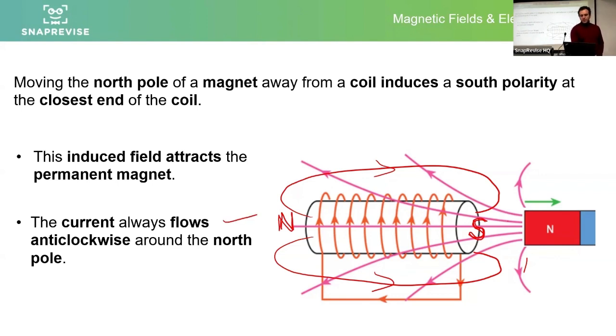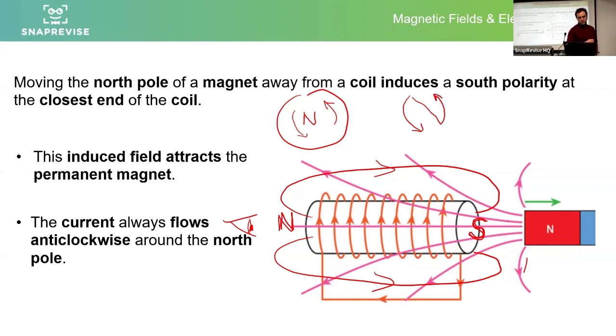So if I was an eyewitness looking at this from this end, what would I see? I'd see the coil as a circle, and this is the North Pole, and the current always flows anti-clockwise. So it always flows that direction. The way people try and remember this, the letter N itself kind of suggests a certain anti-clockwise motion.